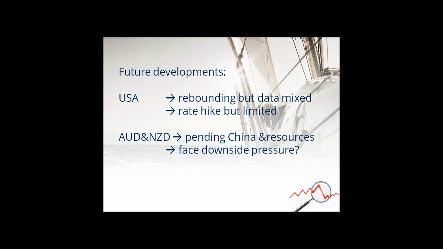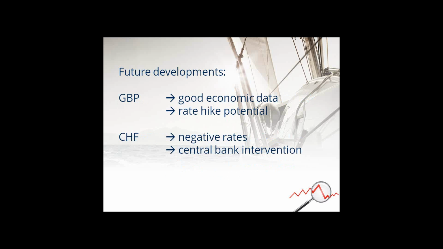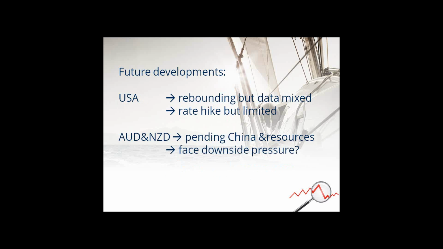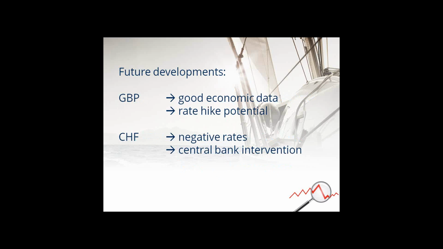The Aussie and New Zealand, well, that depends definitely on China and resources, how gold does and stuff like that. There could be some downside pressure. It could also be a bit of a mix, some ups and downs, some consolidation, as basically data pulls it. Some data pulls it up, some data pulls it down. If China starts to worsen, that could definitely have a bearish impact, obviously.